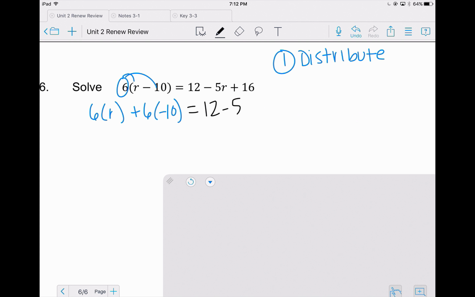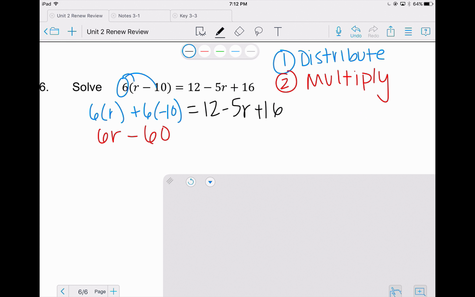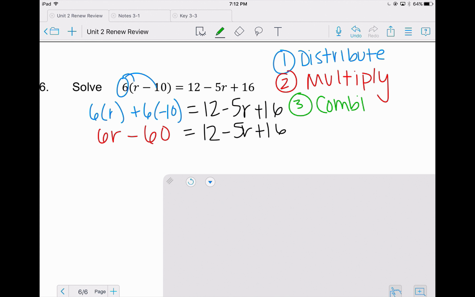Everything else stays the same. And then I multiply what I distributed because it's distributed through multiplication. So 6r minus 60 equals 12 minus 5r plus 16. My third step is going to be combining like terms.